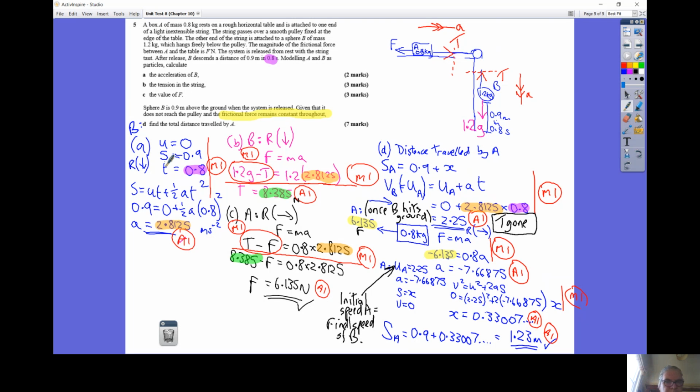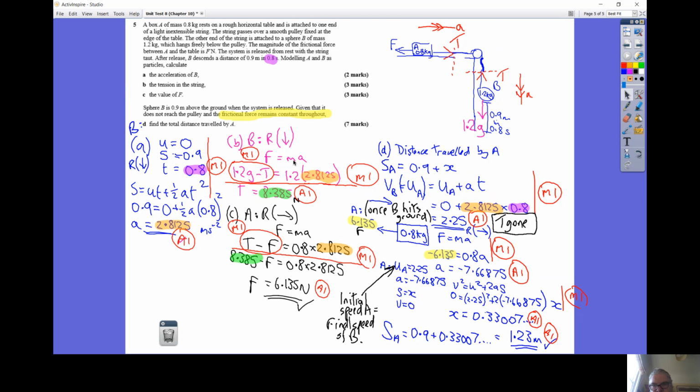Now for part B, we're being asked to work out the tension in the string. So again, just be very clear on your diagram. We've got two tensions which are equal and opposite on both sides of the pulley. So make sure your arrows are pointing towards the pulley, two equal tensions here. When we're looking at it from the point of view of B, the direction of movement is downwards, so we're going to resolve downwards.